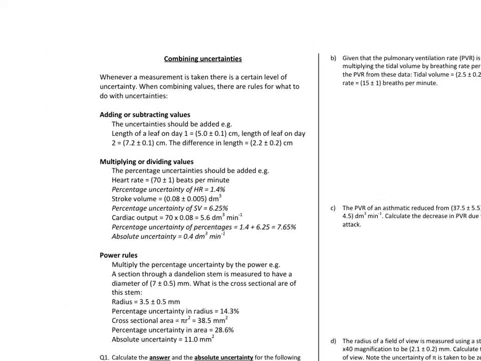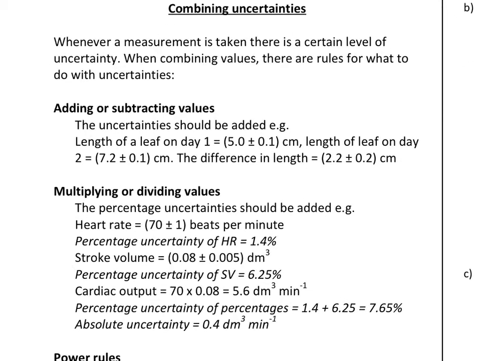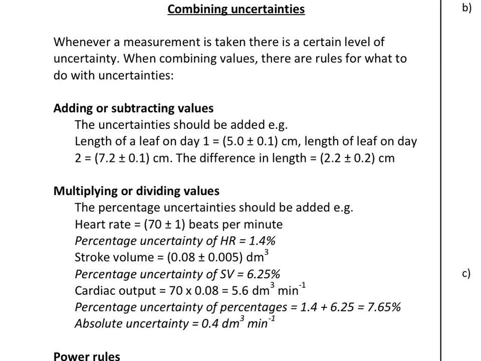This is where in biology some of you will do loads of maths, and therefore you don't need any help from me. The rules are at the side. It goes through adding or subtracting values, where the uncertainties should be added. If you add or subtract, you always add the uncertainties. That's relatively straightforward. Again, some of you can just crack on with this sheet, and you don't need me to go through it with you.